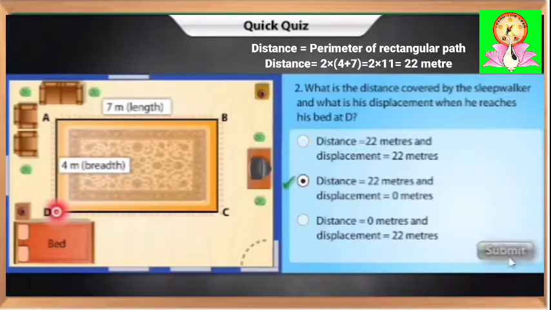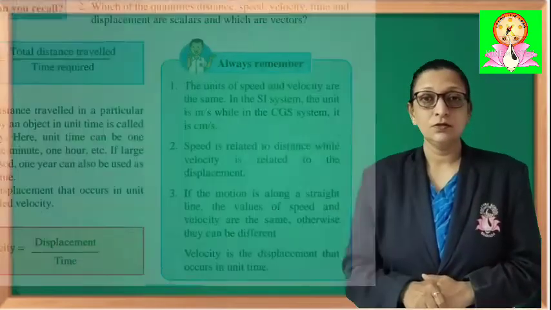The sleepwalker reaches back to the same point from where he started. The displacement is 0 meters. The second option is the correct answer. I hope you understood the concept of distance and displacement.